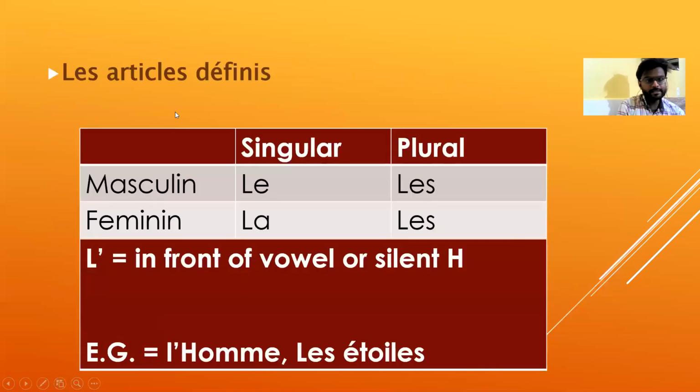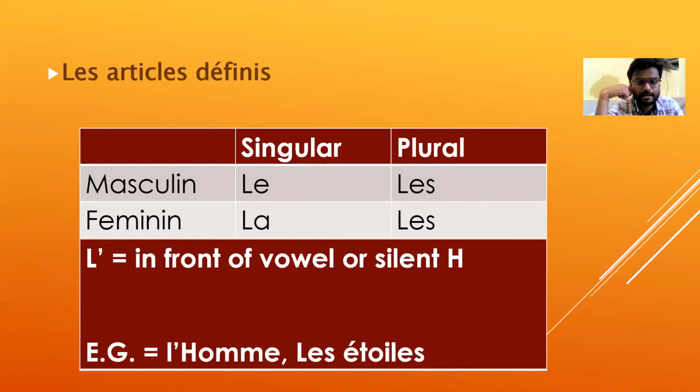Now let's learn what les articles définis are. Guys, the articles définis are le, la, les. Le is masculine. La is feminine. Les is plural. Now, there is a small thing: we often use L apostrophe. Why do we use L apostrophe?